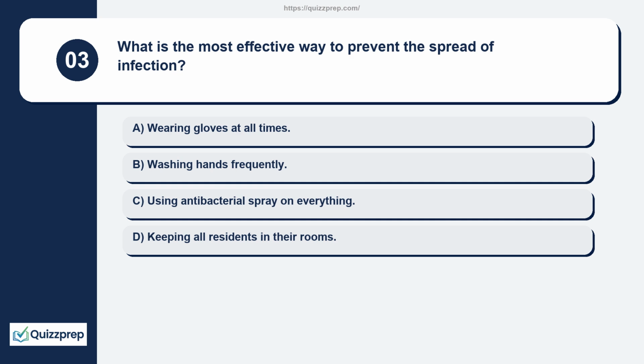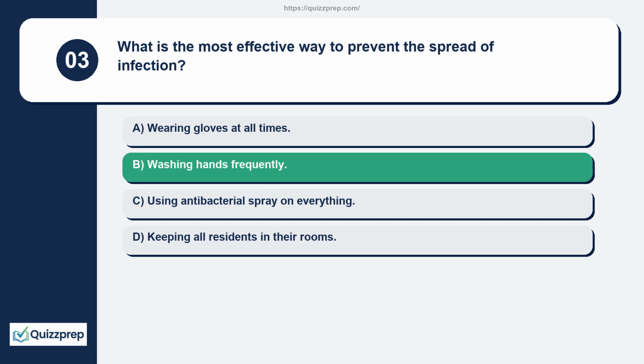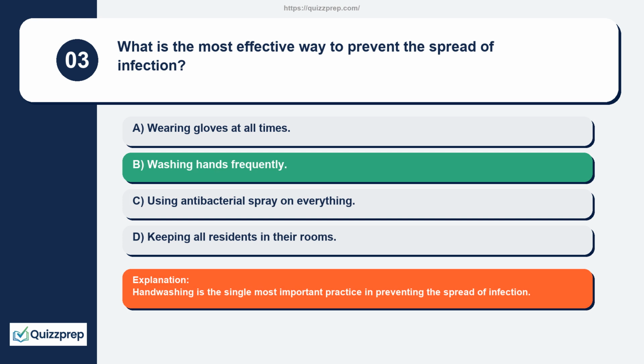Question 3. What is the most effective way to prevent the spread of infection? Wearing gloves at all times. Washing hands frequently. Using antibacterial spray on everything. Keeping all residents in their rooms. Hand washing is the single most important practice in preventing the spread of infection.